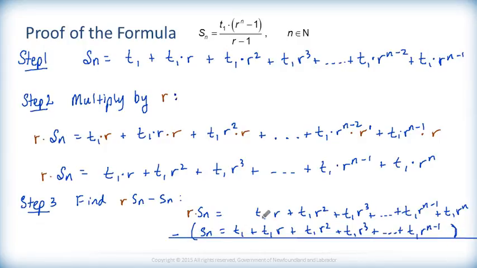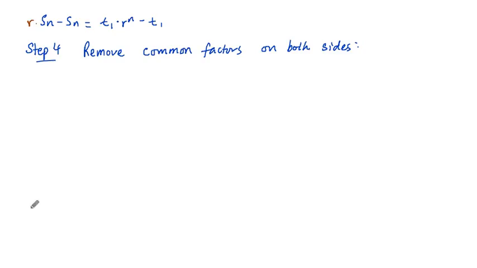And now, because I've lined up my like terms, it's easier to see T1 times r subtract T1 times r. They're going to cancel. These two are going to cancel. These two are going to cancel. And these two are going to cancel. So r times S sub n subtract S sub n is equal to, well, this is going to be a negative here, and this is going to be a positive. So I got term 1 times r to the n minus term 1, because the term 1 becomes negative due to the subtraction.